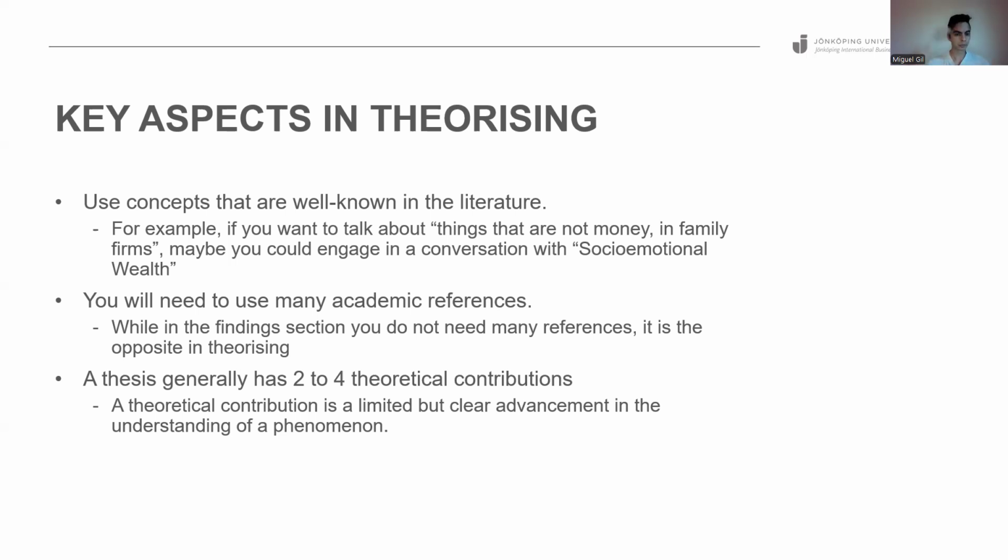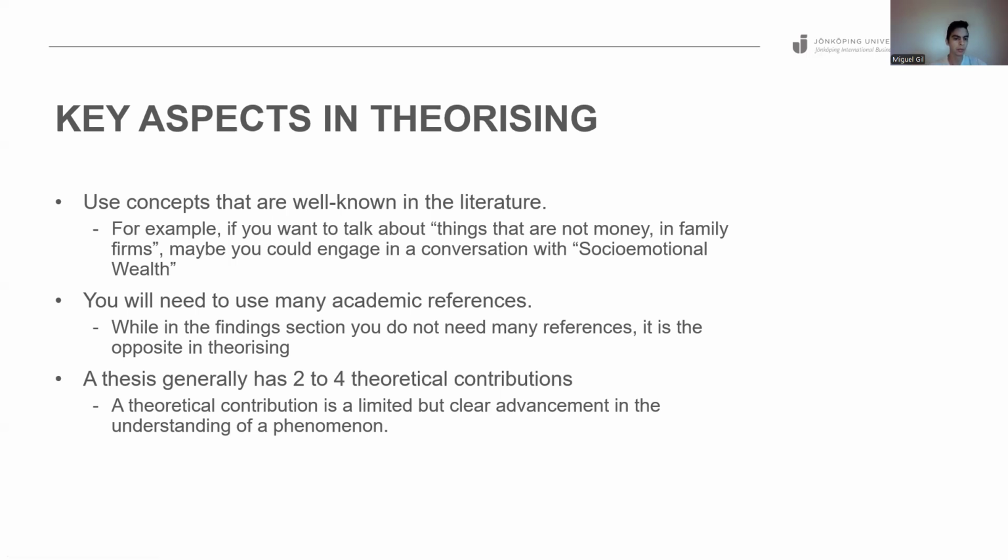Another key aspect that you need to consider when writing this theorizing is that you will probably need many academic references. This is a contrast with chapter 4, where we talk about findings. In there, there are not many references, so it literally presents what happens. But here in chapter 5, you need again to overlap between chapter 2, the theory, and your findings. So you will need to refer a lot to previous research. Keep that in mind. You will need many more references than in chapter 4. Chapter 4 has much fewer references.